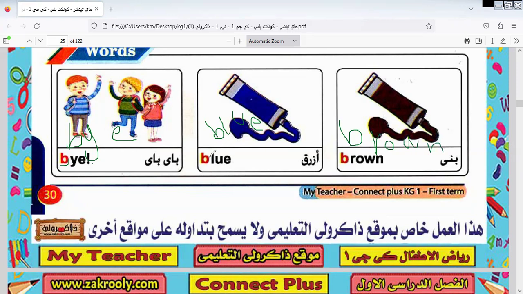Okay. Here is brown. Here we have blue, brown, and bar. Okay. These are the words that begin with letter B. This is brown, blue, and bar. Let's go to another item here.